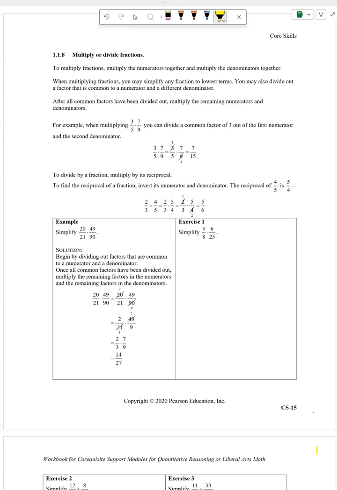Okay guys, let's talk about multiplying and dividing fractions today. So multiplying fractions, you multiply the numerators together and the denominators together, okay? One way to think about this is you just multiply straight across. So top and bottom.